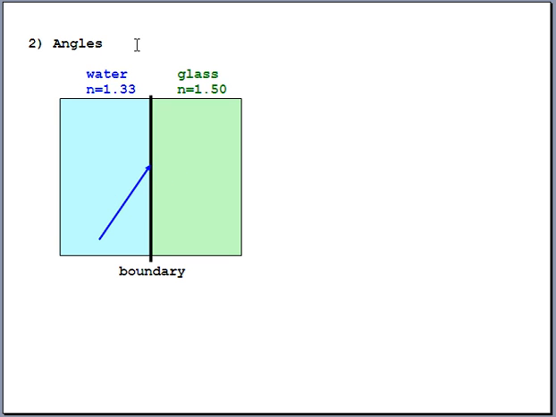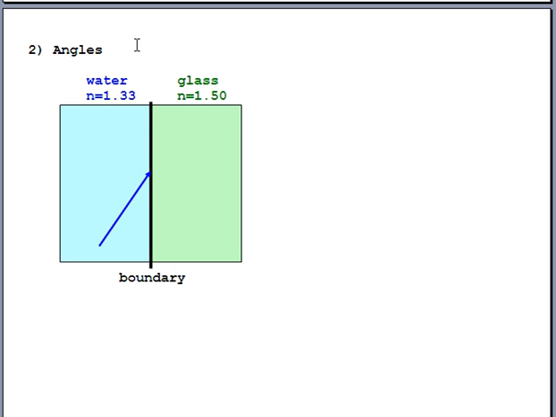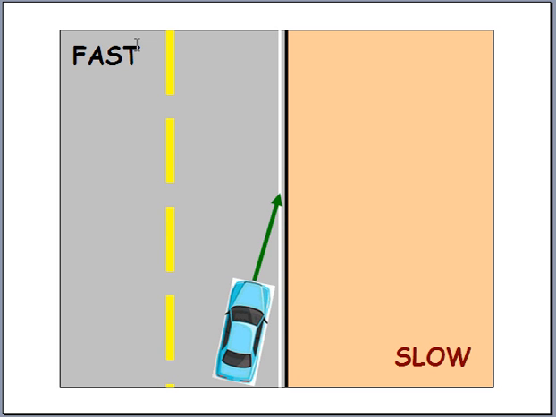Now there's a neat way to think about which way this light beam is actually going to bend. You can think about driving a car. And in this case, since I'm trying to go from faster water to slower glass, imagine you're driving your car just kind of casually down the road, maybe you're not paying attention for a second, and you go off the faster pavement into some slower sticky mud.